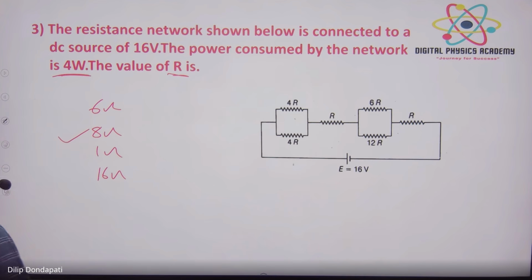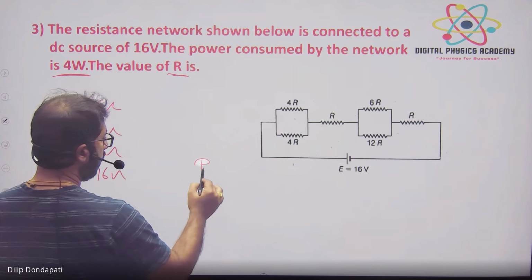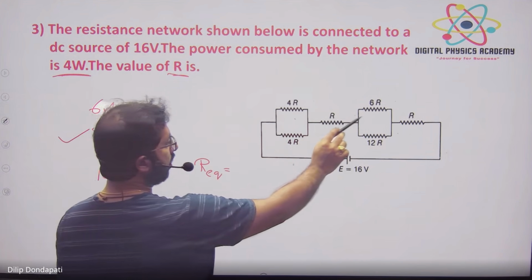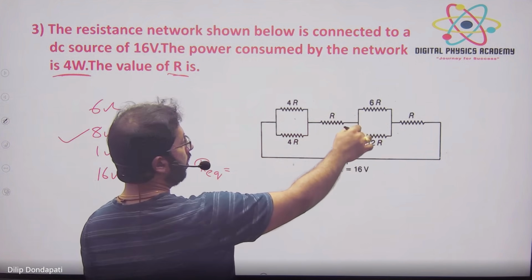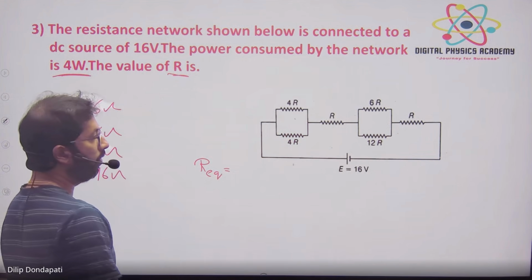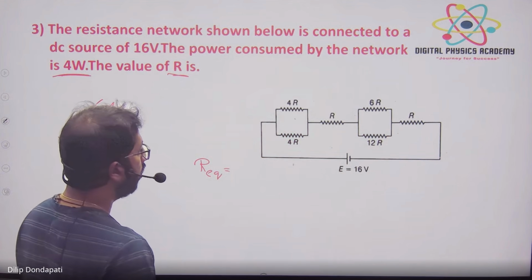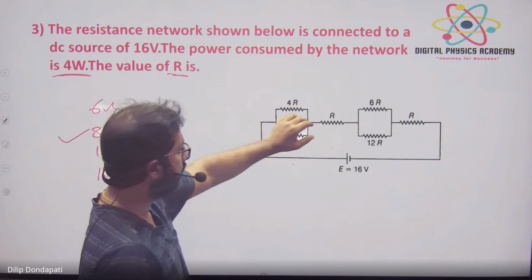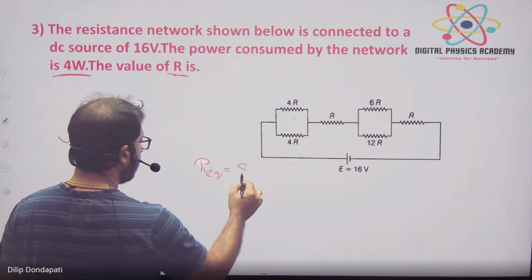So here first find R equivalent. How much is R equivalent? This is 2R, R, 3R, 4R. Together how much? 4R, 6R. So now 8R. This is R equivalent.